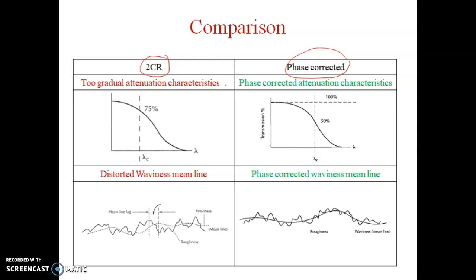First one, the attenuation characteristics. So we can see that for 2CR it is too smooth, but in this case it is not too gradual. It is somewhat steeper. Then the distorted waviness mean line. Here the mean line is distorted. We can see that it has so many unwanted fluctuations. But here, with the phase corrected filter, the waviness mean line is somewhat smooth. So we will have better outputs.